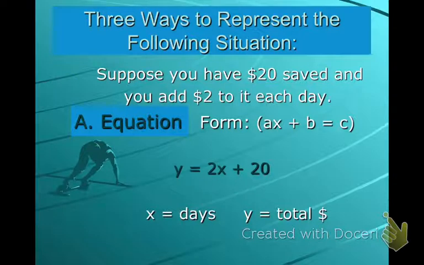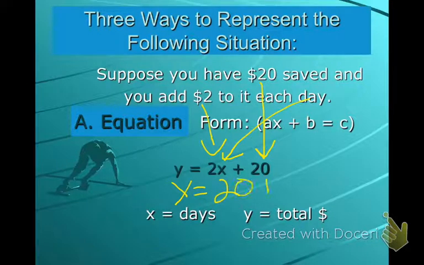Okay, so on my next slide, 3 ways to represent the situation. Again, we're still in the equation format. So the x is talking about the days, so the 2 went in for the 2x. The days is representing the x. The 20 is how much she saved, and she started with it, so that's why the 2x is being added. It could also have been written y equals 20 plus 2x. All right. Next slide.